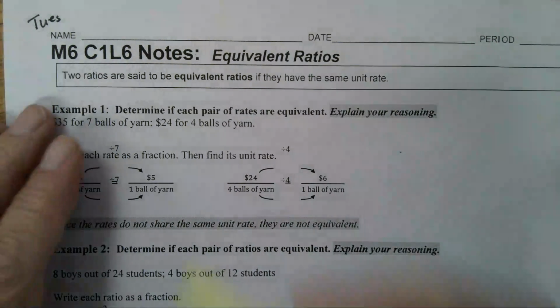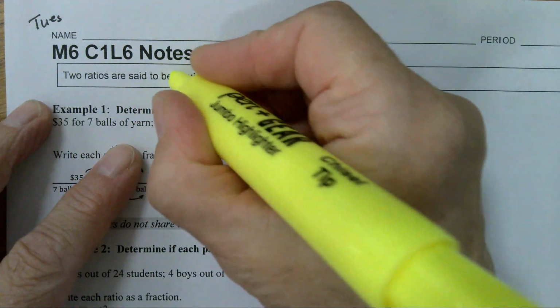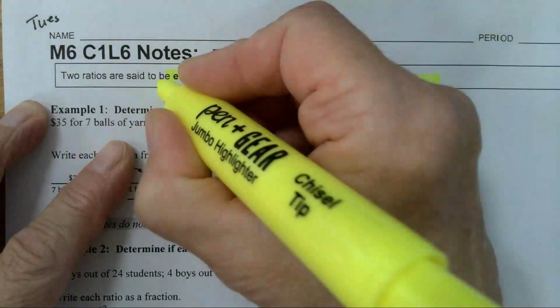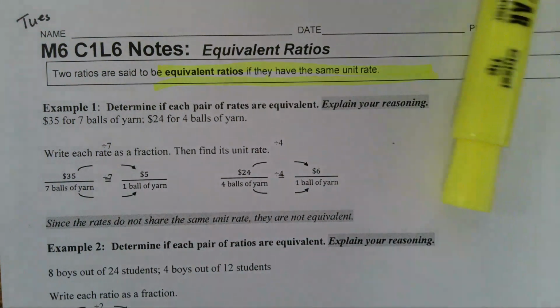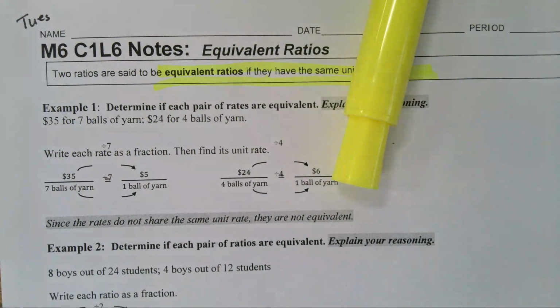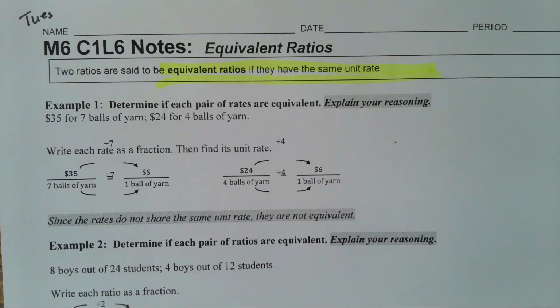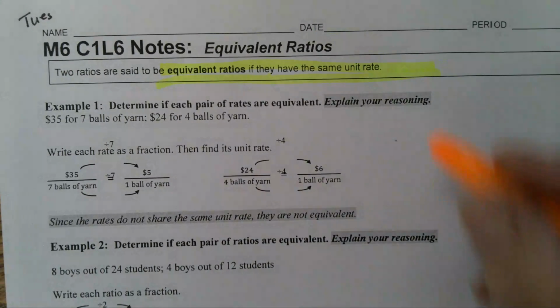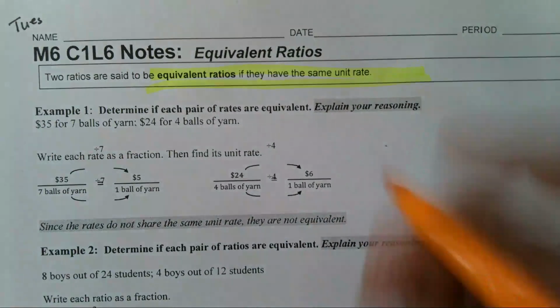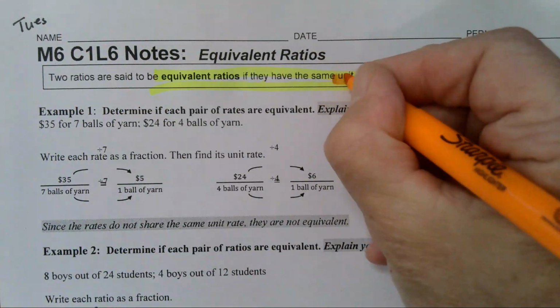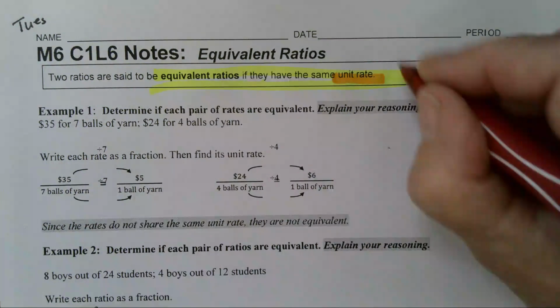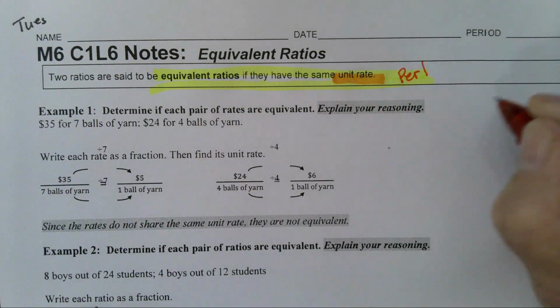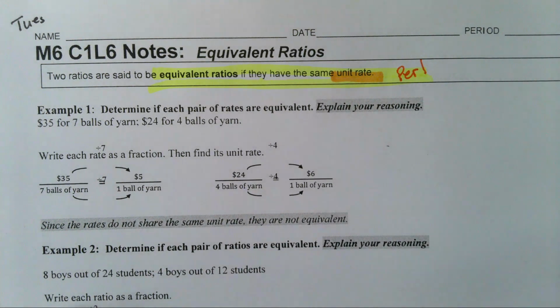All right. Who remembers, what does unit rate mean? Who can tell me what's the definition of a unit rate? A unit rate is what? Per one. That's right. Unit rate means we have to get it per one. So that's really important. Some of you messed that up on your quiz. It means per one. One is on the bottom, and you'll see that in this example.